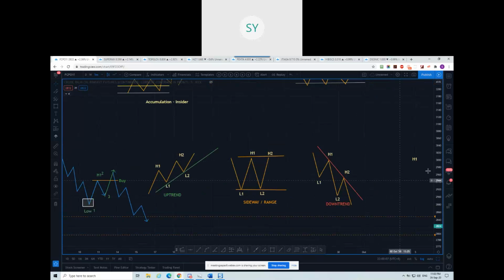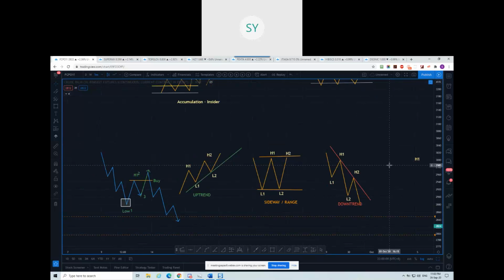Do you have any question on this uptrend, sideway and downtrend definition? Any question? If no question, you type 2. If you all understand and have no question, type 2, and then I can move on.